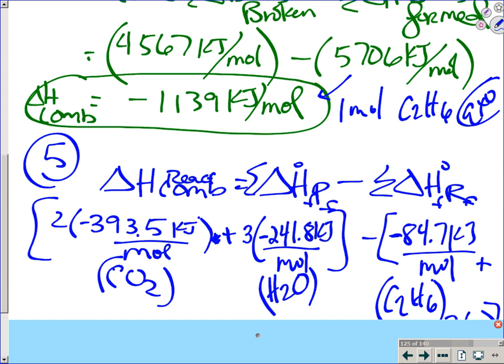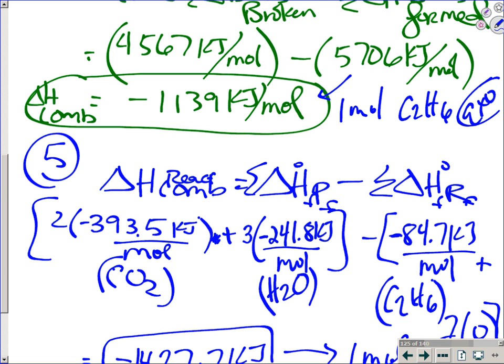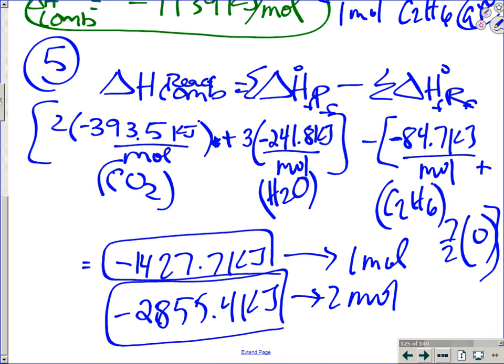So my 2 products were carbon dioxide and water, 2 carbon dioxides, 3 waters with their established values in that little bitty table. Subtract 1 ethane and 7 halves of water. Well, for that, what's the free element delta H of formation? 0, so that's going to be 0 down here. So all your summation of products minus the summation of the reactants, which won't be more than just that, will give you about a negative 1,400 kilojoules per mole.